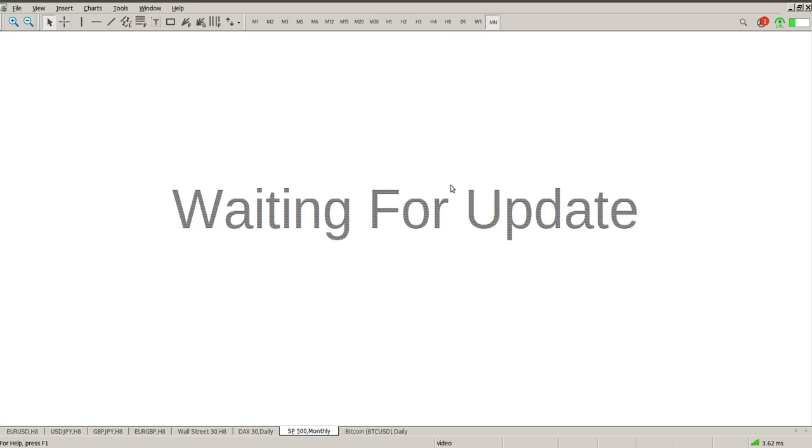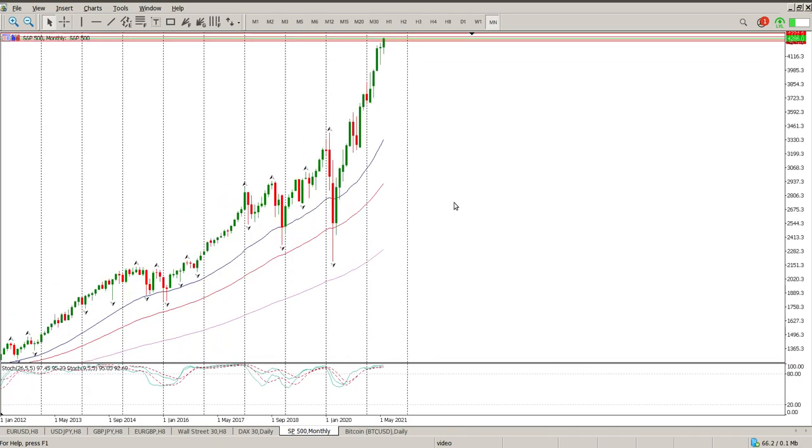We just wait for the data to pop up, and you can see the previous month was kind of a hanging man, and now we have got a move past it. This oscillator really worries me. So, we are so overbought at the moment.